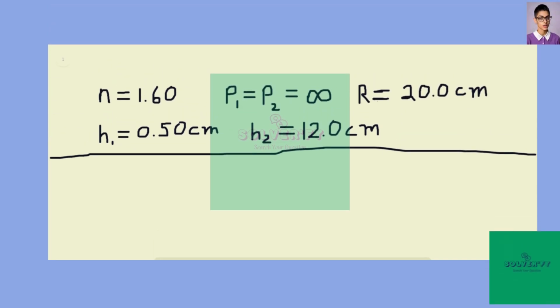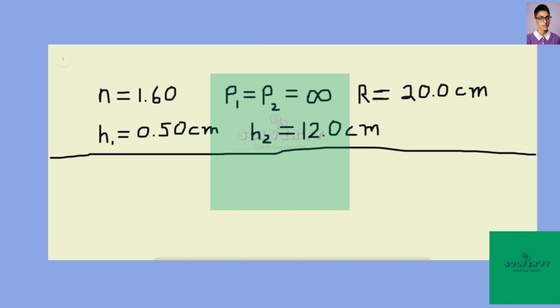We are told that we have two rays traveling parallel to the principal axis and striking a large plano-convex lens that has an index of refraction N of 1.6. The rays are traveling from an infinite distance away. So the object distance, which I write as P, for both ray 1 and ray 2, P sub 1 and P sub 2, is equal to infinity.